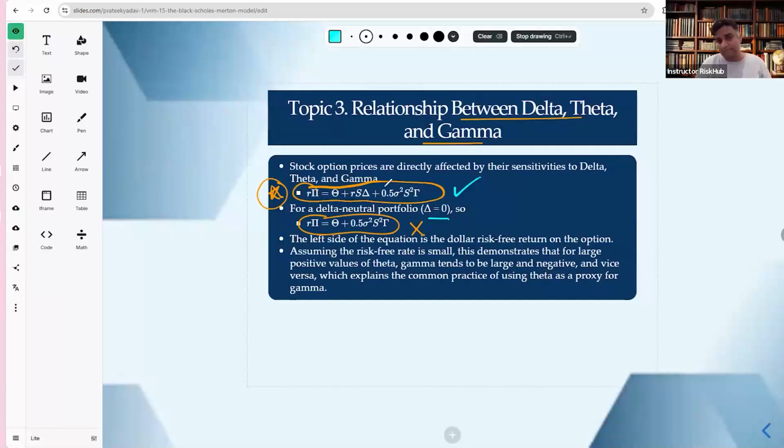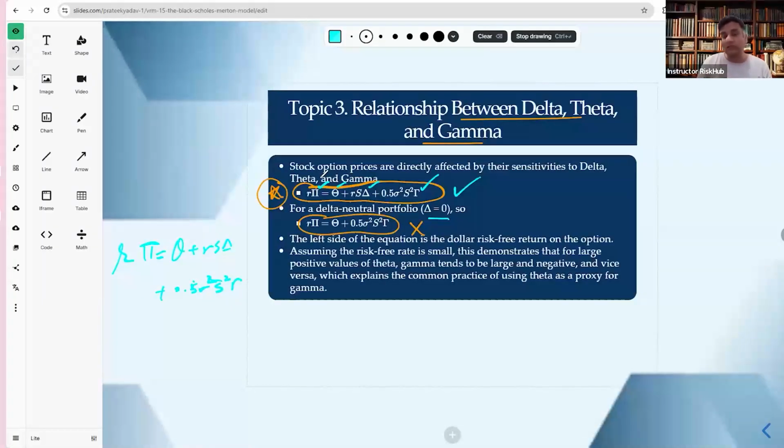One is theta. See what is happening. This is portfolio value. Don't worry about this sign. So r times portfolio value is equal to theta plus r S delta plus 0.5 sigma squared S squared gamma. Last word is gamma, guys. This is gamma. This is delta. This is theta. This is portfolio value.